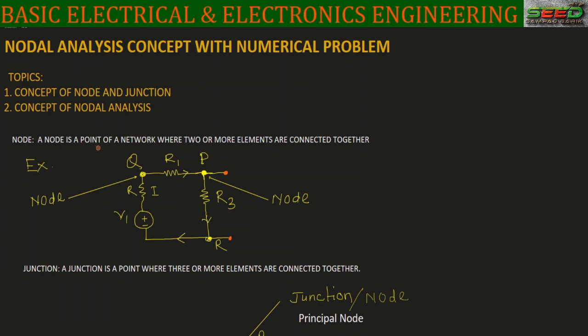A node is a point of a network where two or more elements are connected together. That means you can see at point P in the example circuit, R1 and R3 are connected at point P. So we can say the point P is a node. In the same way, point Q also can be considered as a node.